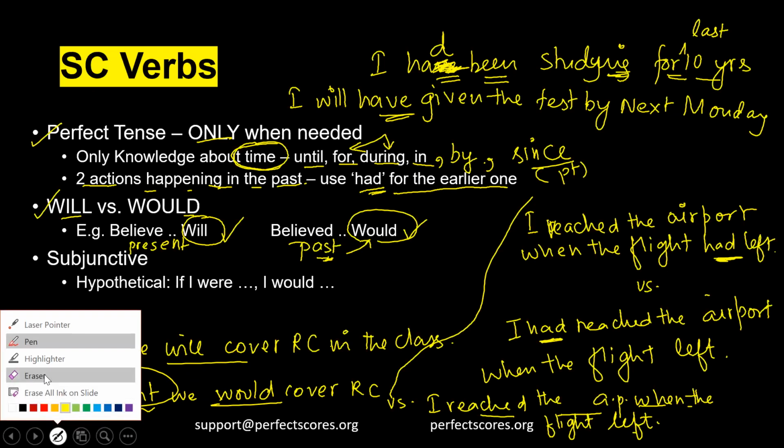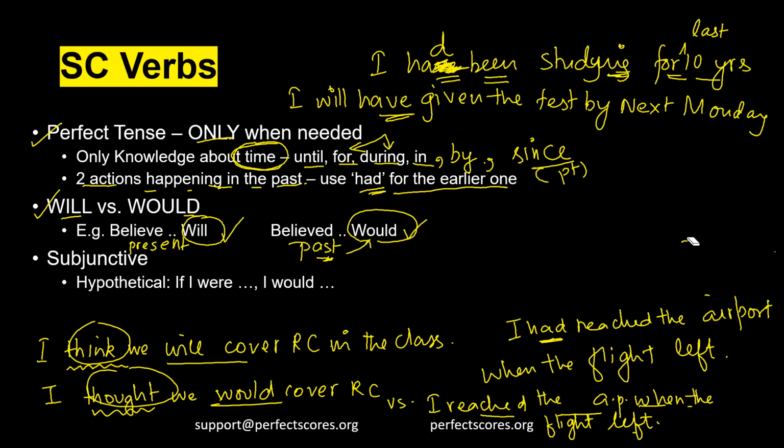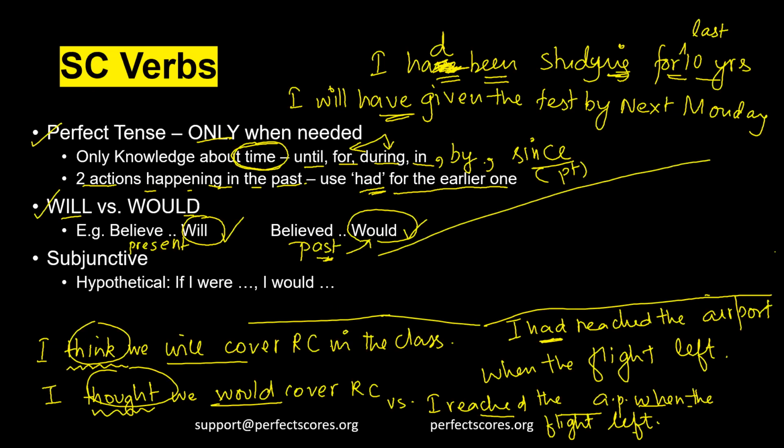Okay, so let me explain the last rule. So this is the hypothetical rule that you were talking about. This is used only for hypothetical situations, which are not going to happen in real life. So basically the structure is, if I were, I would do something. For example, if I were the captain of the team, I would make the following substitutions. Or if you were my friend, you would have helped me.